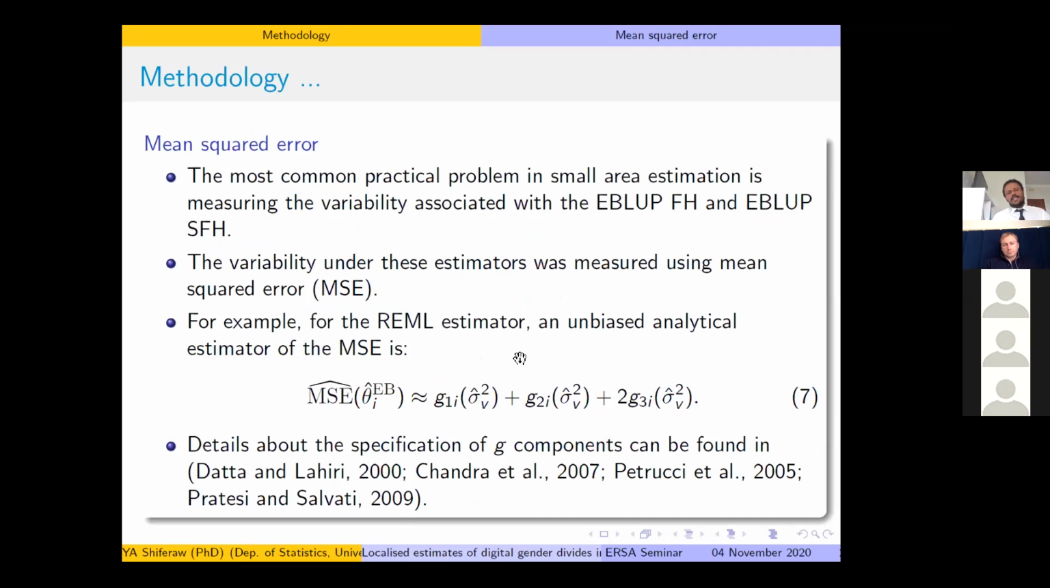The other thing is, again, we have to assess the uncertainty of the estimates using mean square error. So this is a mean square error, for example, based on the restricted maximum likelihood estimator. What is the first part? The first part is the uncertainty when we assume all the variables are known. The second part, G2i, is additional uncertainty when we estimate the regression coefficient beta. And G3i is additional uncertainty when we estimate the random effect vi. I will give a detailed explanation of all these estimation parts.